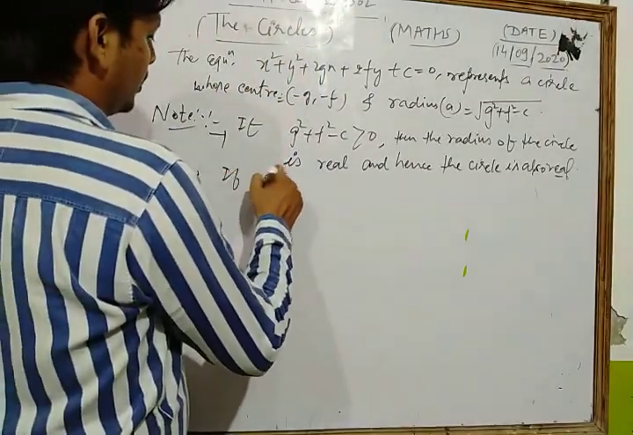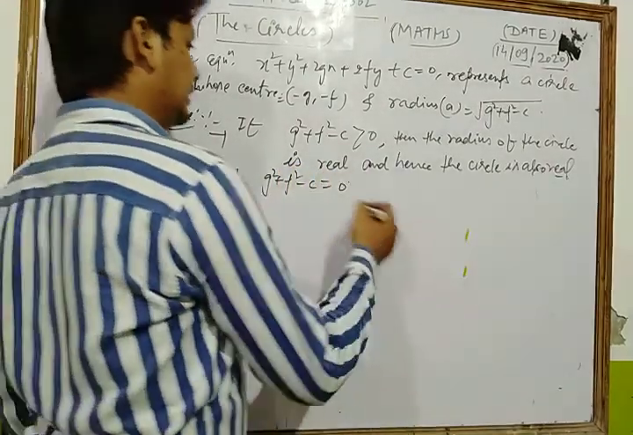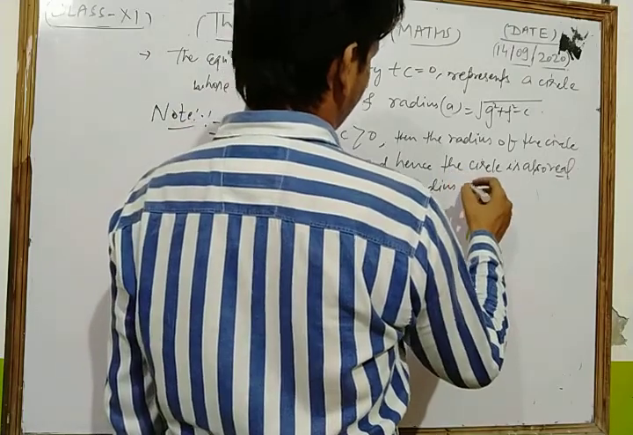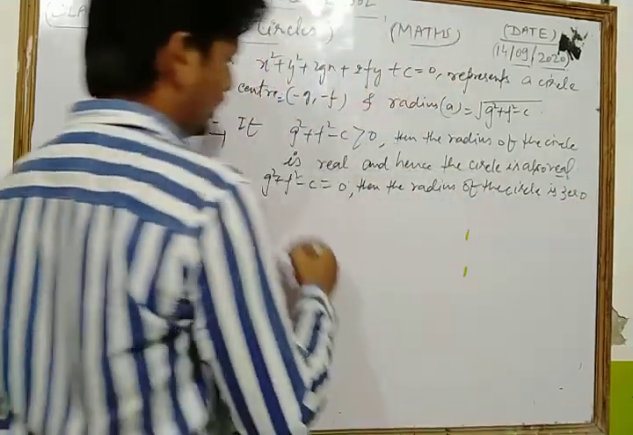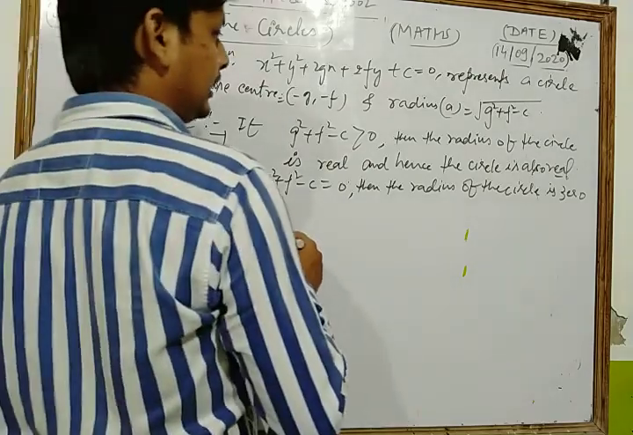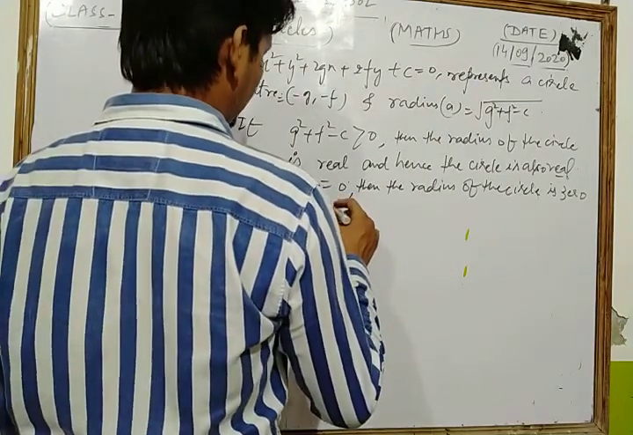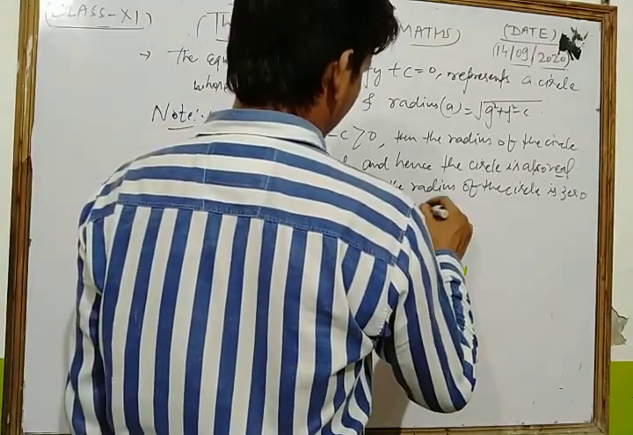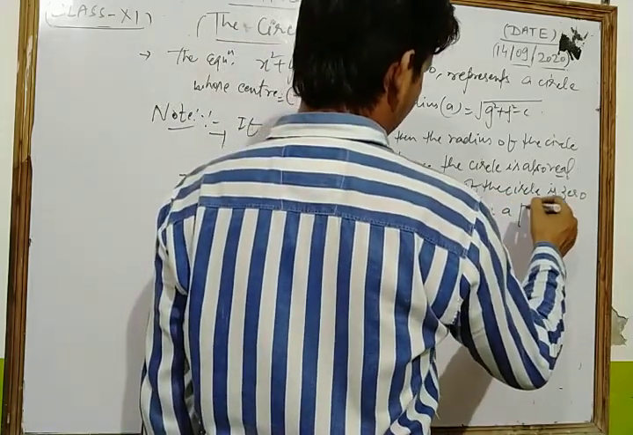Please note down the second point. If the value of g square plus f square minus c is equal to 0, then the radius of the circle is 0, and hence the circle is said to be a point circle.